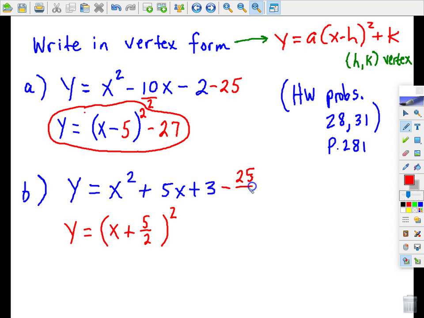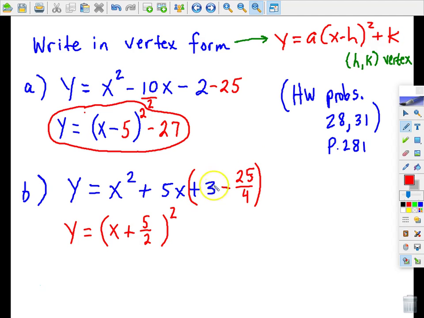25 over 4. We always subtract that. Just go to the end of your standard form and put a subtraction at the end and subtract your number h squared. Okay, so now we're going to put these two together.